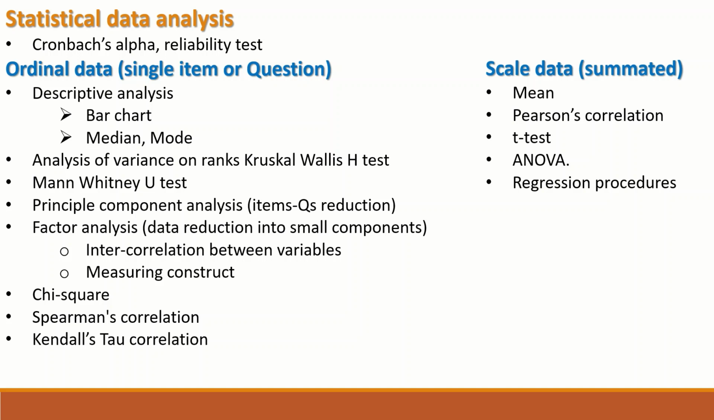Factor analysis is also data reduction into small components. It looks at intercorrelation between variables, and it does measure the construct. Construct I will describe shortly in the next slide. Now, another test that can be used is called chi-square, for categorical data. Again, I will describe and produce a video clip for chi-square, its application, what situations it can be used in, and the assumptions and criteria to use a chi-square.